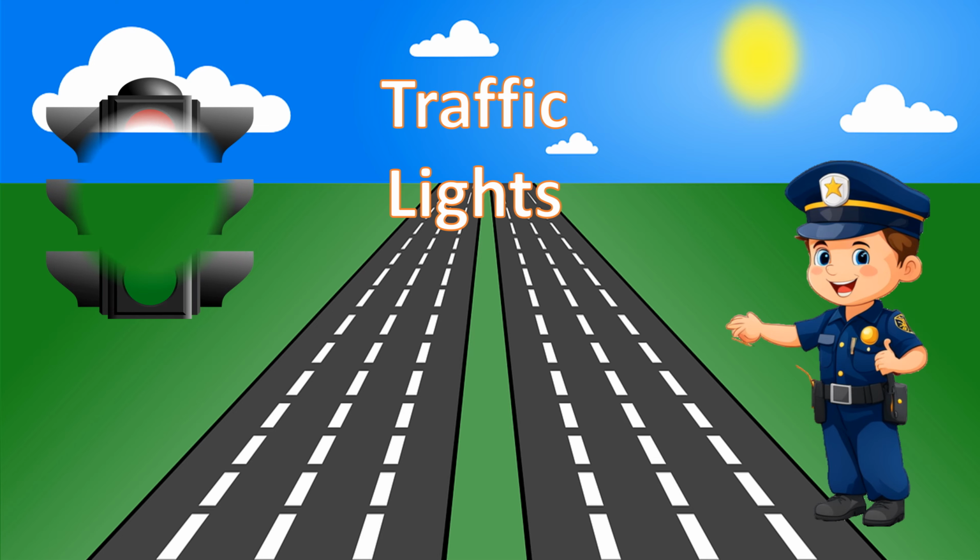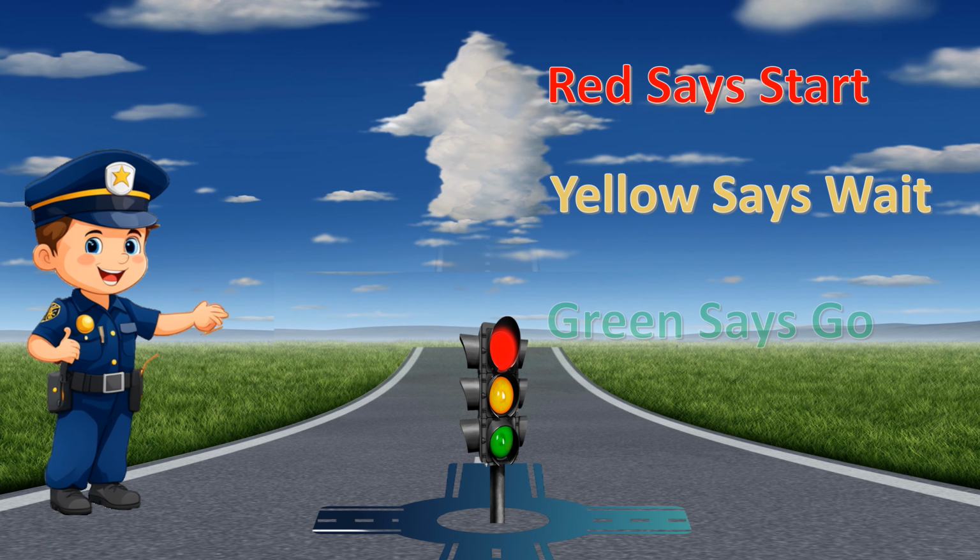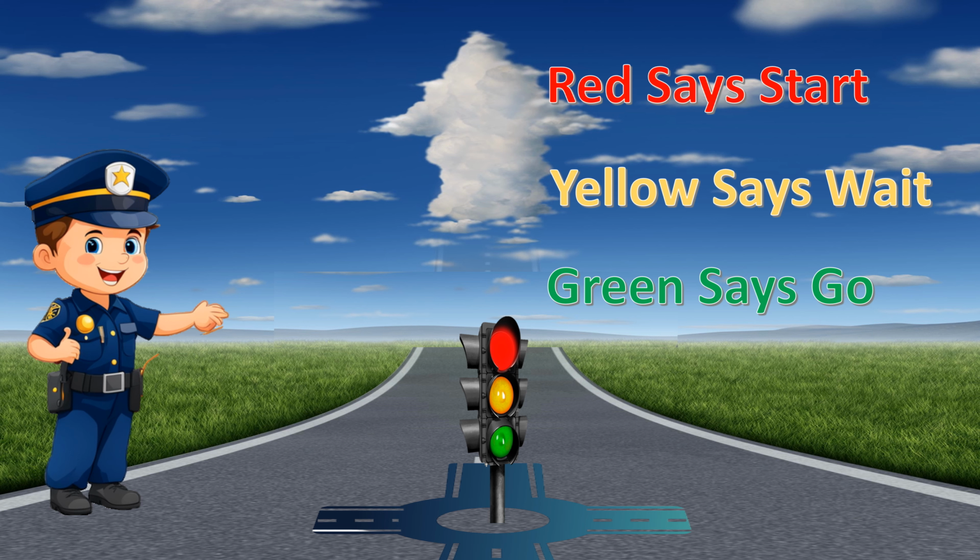Traffic lights, consist of 3 colors, red, yellow, and green. When the signal turns red, you must stop. When it turns yellow, slow down and wait, and when it turns green, go.